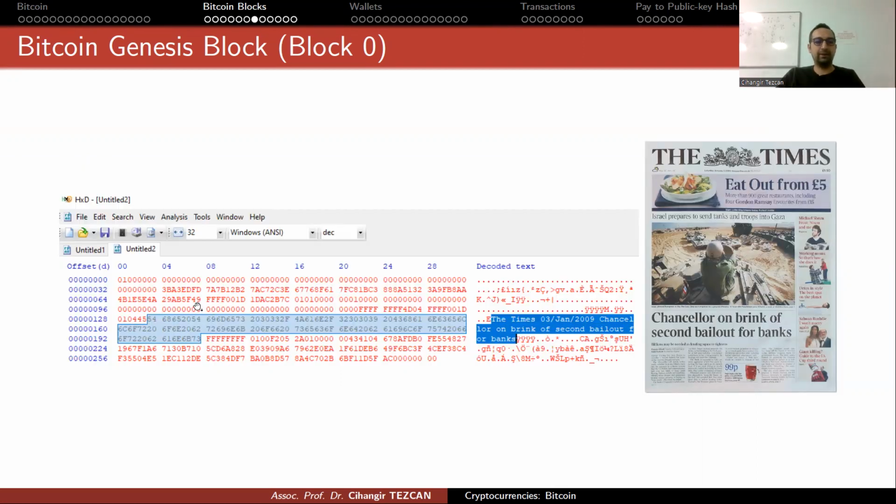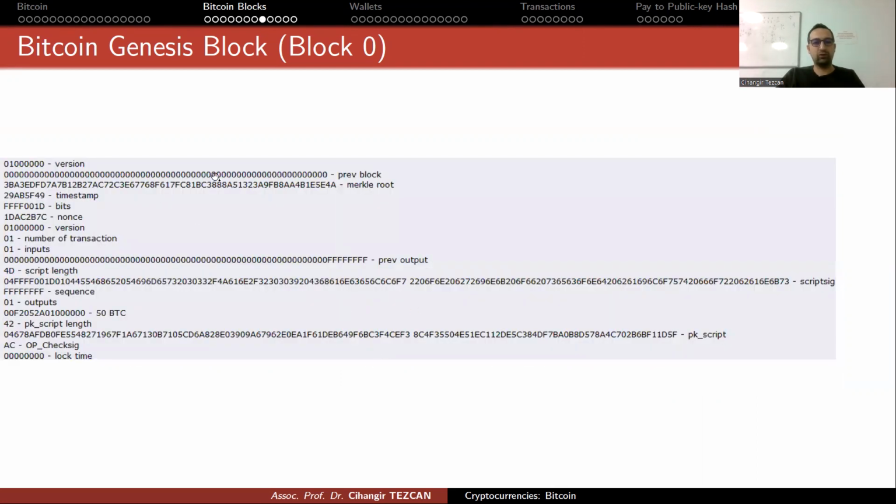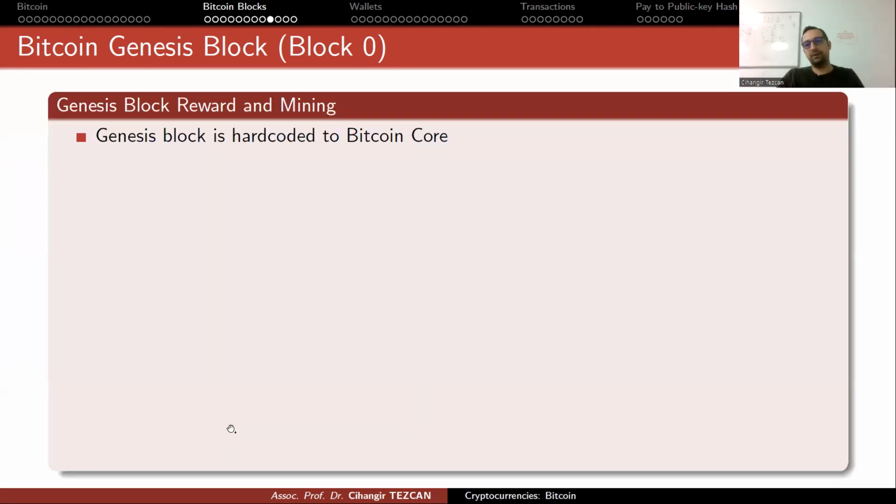So in that, this whole block is also modified like this to show us what it consists of. As you can see, the version is 1. The previous block, actually, there doesn't exist any previous block, so it is 0. This is the Merkle root, timestamp, nonce. Number of transactions is 1 because it only contains a coinbase. Here in the script sig, he hides the message, I think, in this part. This, the Times headline, and also this is the signature he provides and so on. So we will see transactions in the following slides.